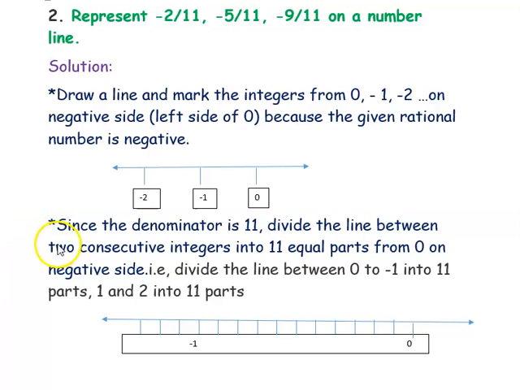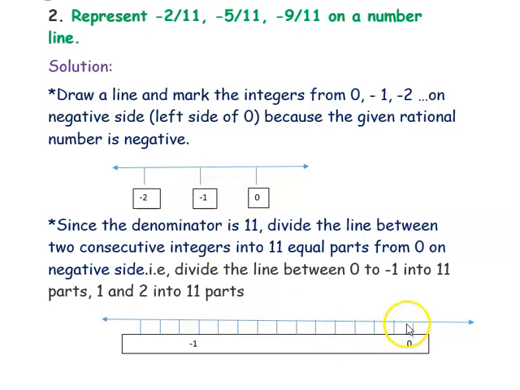So now next step is we have to look into the denominator. So here in all the three questions, you have the denominator 11: 2 by 11, 5 by 11, 9 by 11. So what we want to do? We want to divide the number line into 11 equal parts between the two consecutive integers. That is from 0 to negative 1.